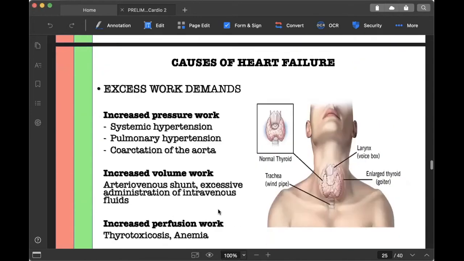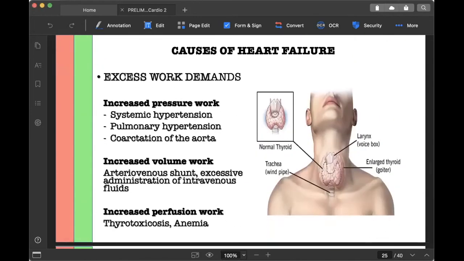Okay. Now, how about this one? The causes of the heart failure. Excess work demands. Here, we also have your increased pressure work, your increased volume work, and increased perfusion work. What is happening in your systemic hypertension is that the high blood pressure in the arteries that carry the blood from your heart to your body tissues.